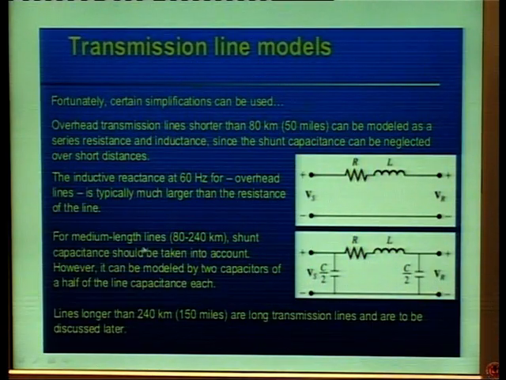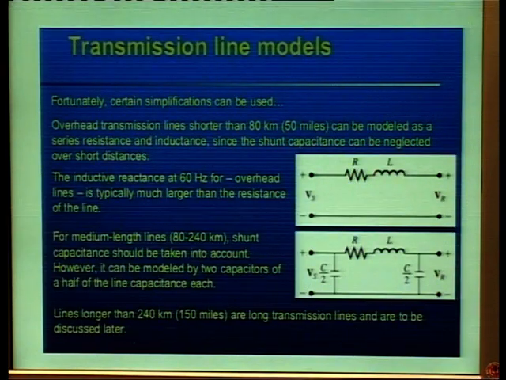For medium length lines, ranging from 80 to 200 or 240 kilometers, the shunt capacitance should be taken into account. That capacitance can be taken as two half sections, one considered at the sending end and the second considered at the receiving end, and that forms a pi network. If we consider the whole capacitance at the middle of the line, then that model is called a T model. And longer lines, greater than 240 or 200 kilometers, are classified separately and will be discussed later in the lecture.